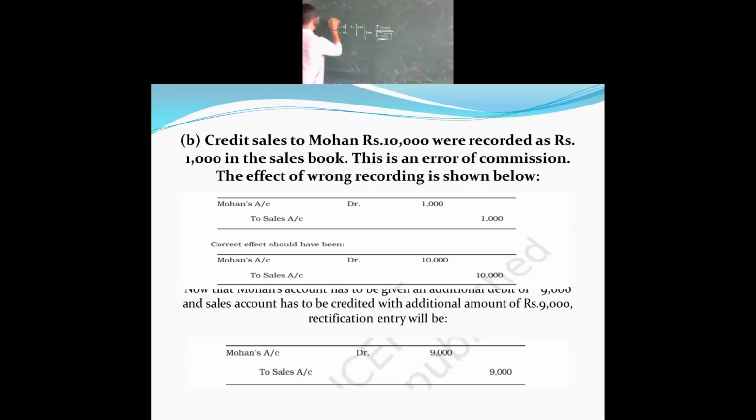So this is a wrong entry, 1,000 rupees. Why? Because the transaction has taken place for 10,000 amount. Remember this. So which kind of error is this? Error of commission, where you are recording the wrong amounts. Got it? You are recording the wrong amount over here. So what will the correct entry be? Mohan's account debit 10,000 to sales account 10,000. So this will be the correct entry.